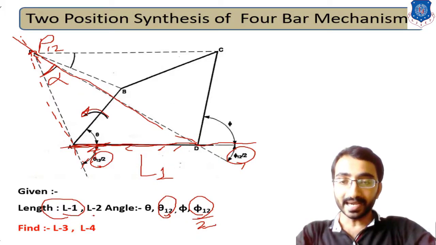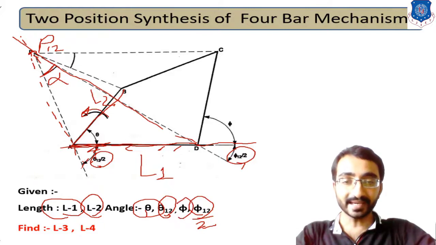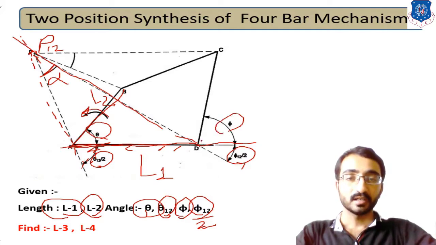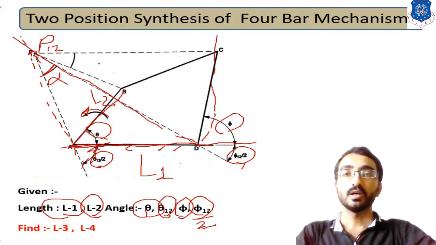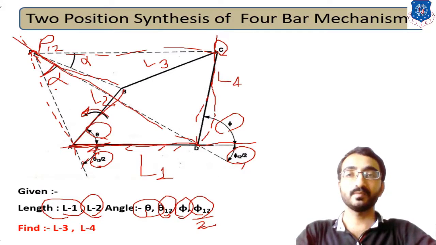Now link L2 is also given with angle theta, so plot link L2 at theta angle. Similarly, phi angle is given but the length is not given, so at phi angle plot one dash line. Now with respect to the line joining the pole to your B point, consider alpha as your reference. The same alpha angle, and this intersection will give you the position of point C. In this way you can calculate the length of link number 3 and link number 4. This is the simple method, the two position synthesis of a 4-bar mechanism.